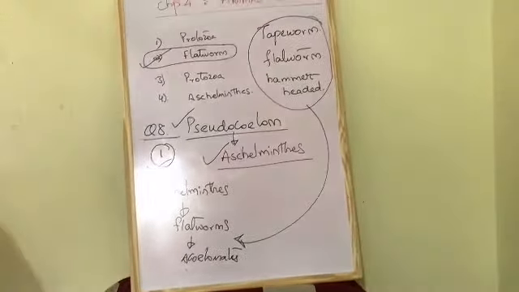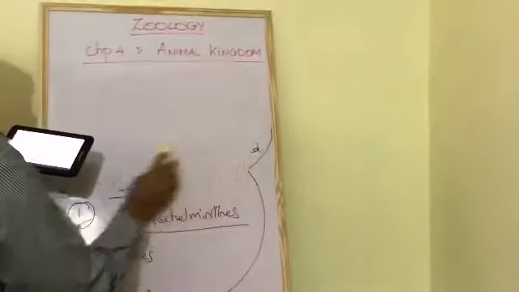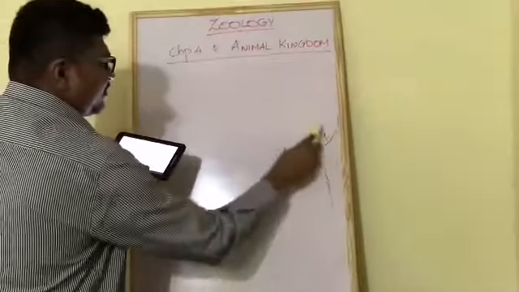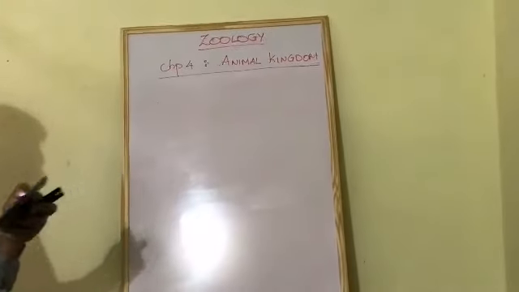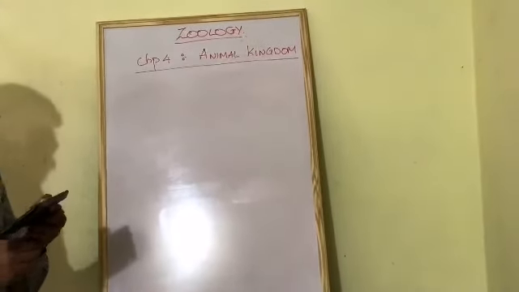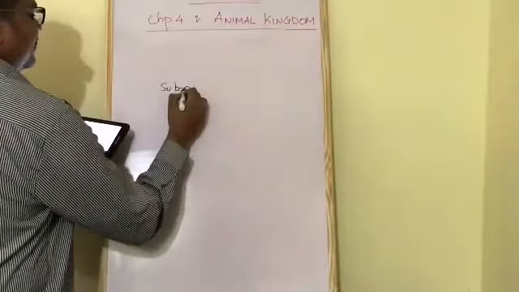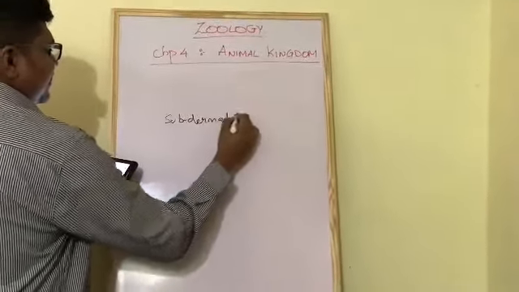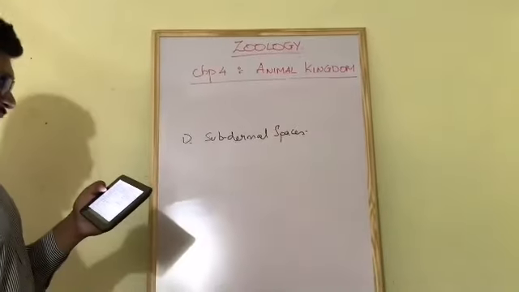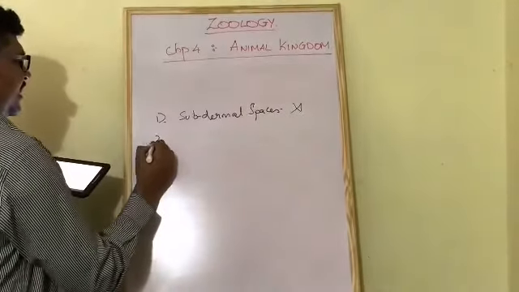Moving on, let us go for question number 9. Till I erase this board, I am going to read the question for you. Question number 9 says the adult Wuchereria bancrofti, which is supposed to be a filarial worm, the adult Wuchereria bancrofti lives in. Now where does it live? Option number 1 says human subdermal spaces. That is option number 1. Now Wuchereria does not live in human subdermal spaces. So option number 1 is incorrect.